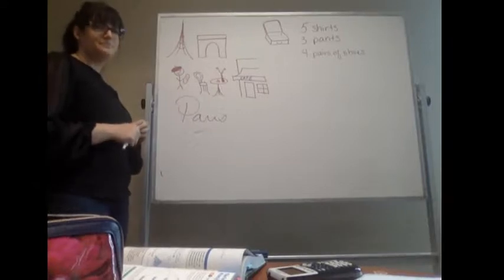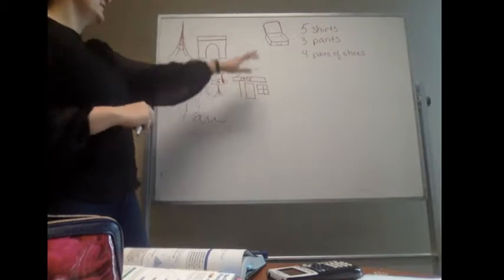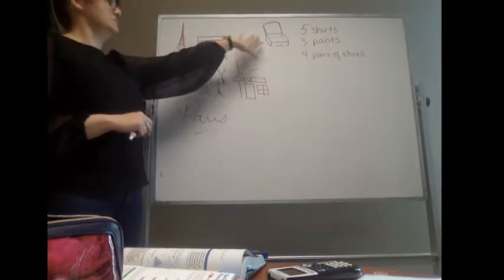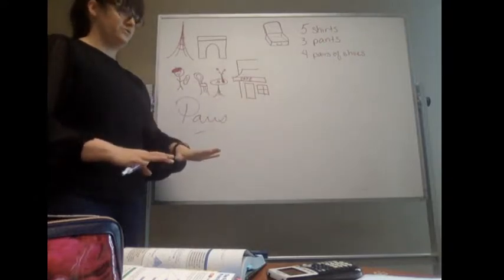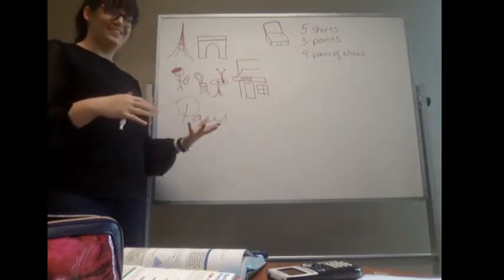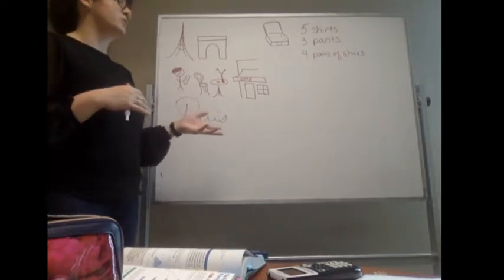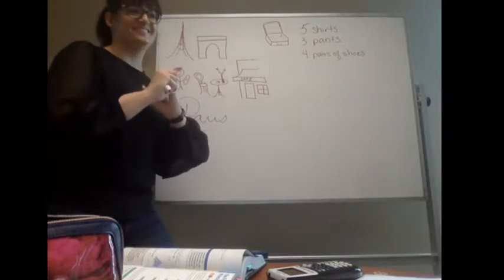Okay. So, imagine you're going on a trip to Paris. Here's your suitcase. You're packing. You have 5 shirts, 3 pants, and 4 pairs of shoes. You want to make sure that you have enough variety of outfits. So how do you figure out how many outfits you have total from these outfit ingredients?